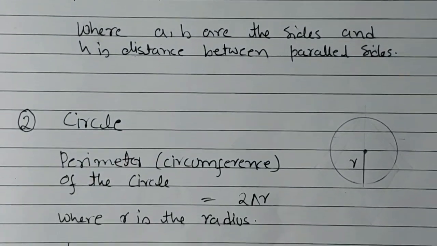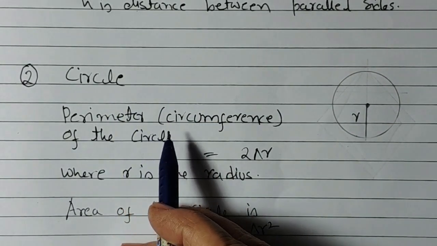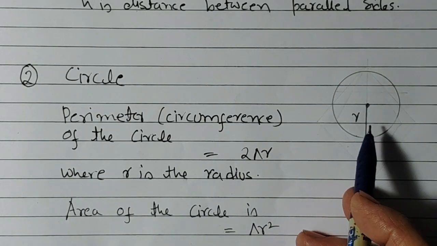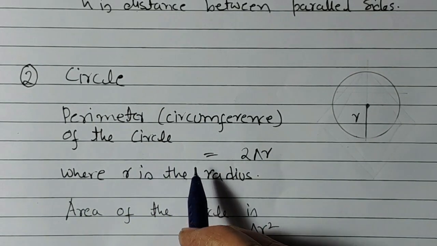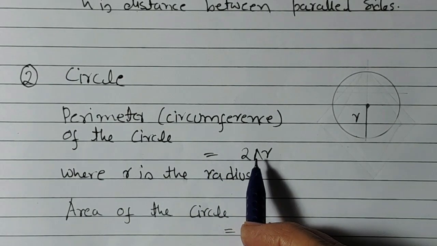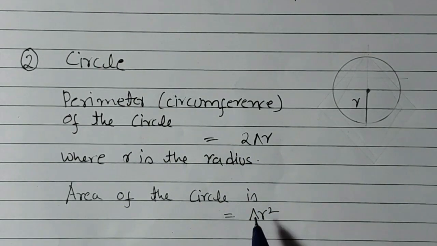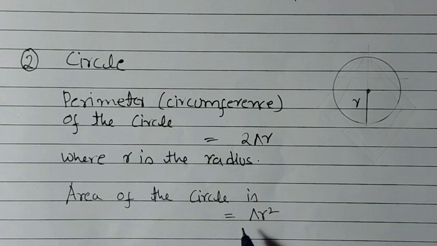Now we'll calculate the perimeter or circumference of a circle whose radius is r. So r is the radius and the circumference will be equal to 2 pi r. The area of the circle is pi r square. This is the formula for calculating the circumference, and this is for the area of the circle.